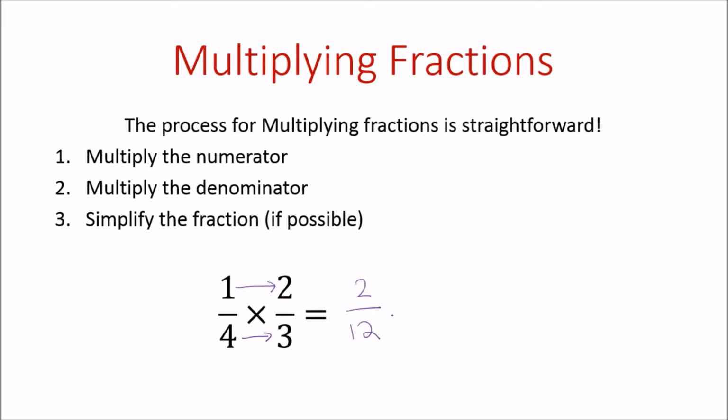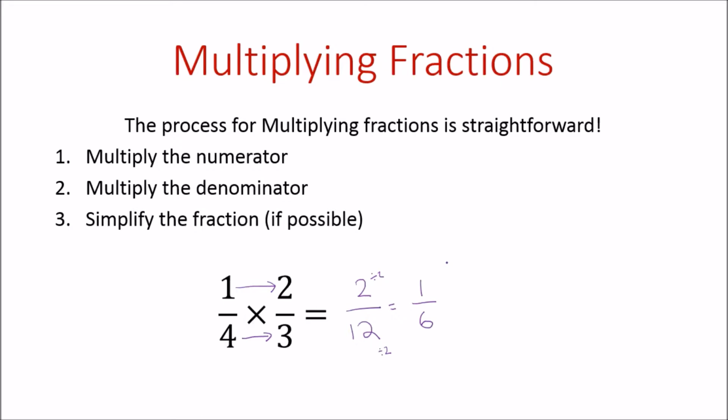Now we need to look and see if we can simplify. And straight away you should notice that both of these numbers are even. That is a dead giveaway that you can divide the top number by 2, but also divide the bottom number by 2. So 2 divided by 2 is 1, 12 divided by 2 is 6. And this is your final simplified version of that answer. If you don't feel confident simplifying the fraction at the end, or you're not quite sure exactly how it works, I've got another video on simplifying fractions.